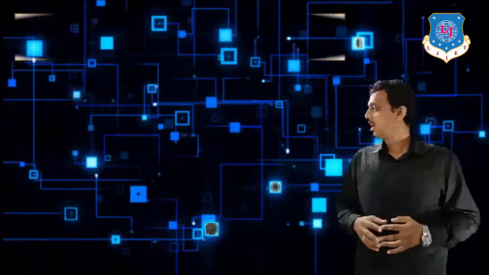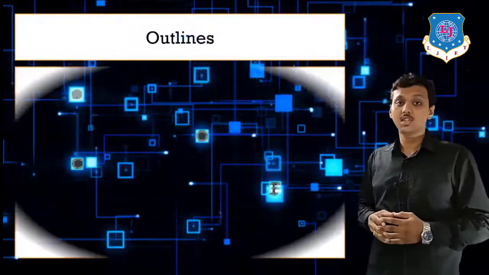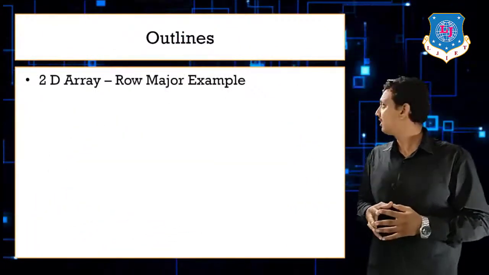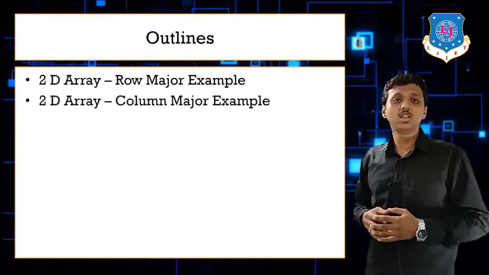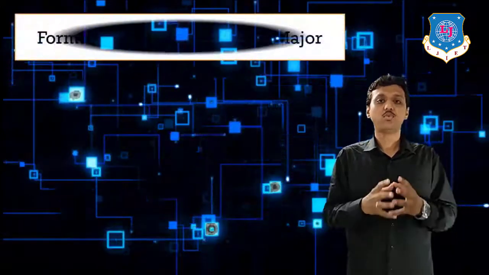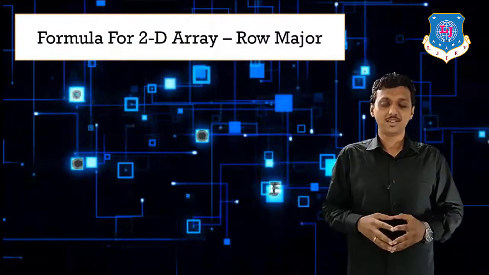So, the outline of today's lecture is, first we'll see how we can calculate the memory address in row major, and then we'll see the column major examples. Now, let's first start with the formula of row major.